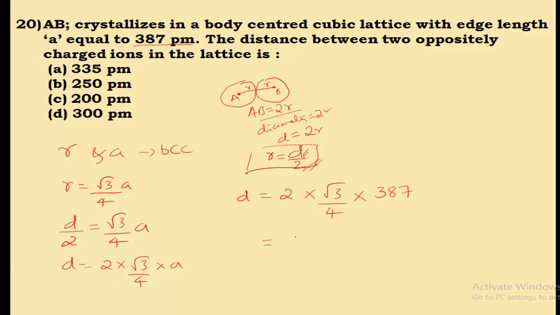So how much will you get? Upon substitution you will get 335 picometer. That is the value of D. So the distance between the two oppositely charged ions in the lattice is 335 picometer. That is there in option A. So option A is the right one.